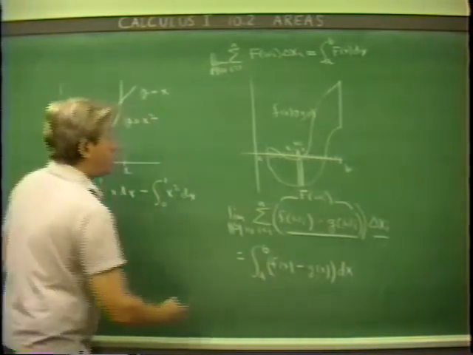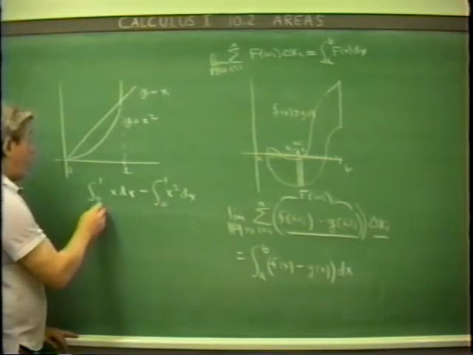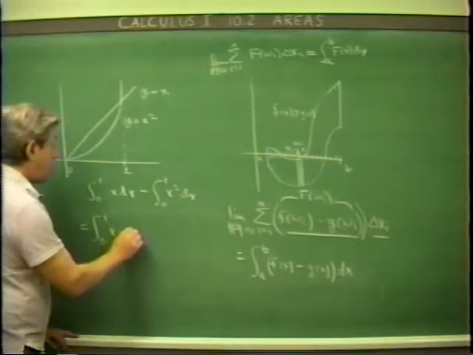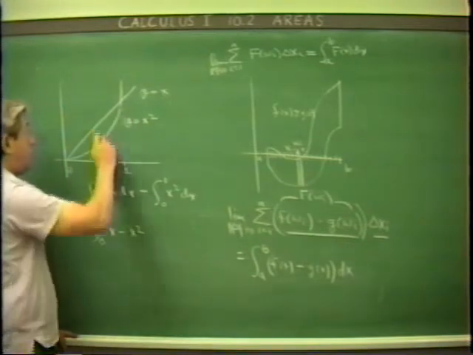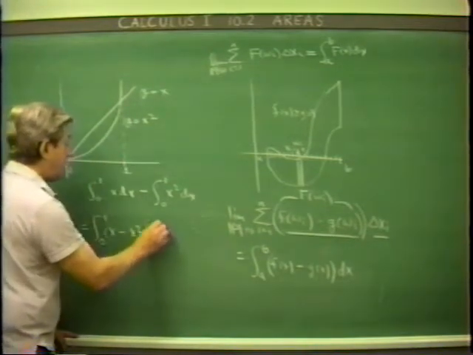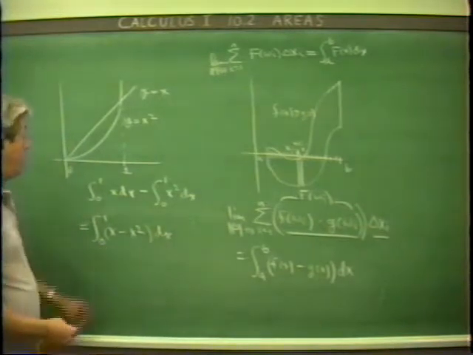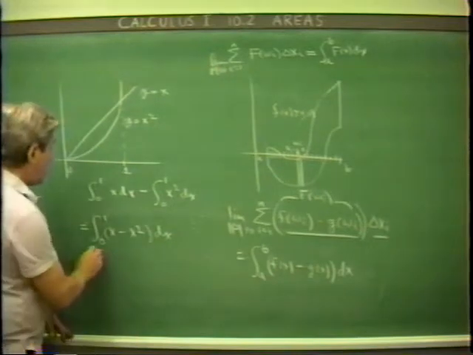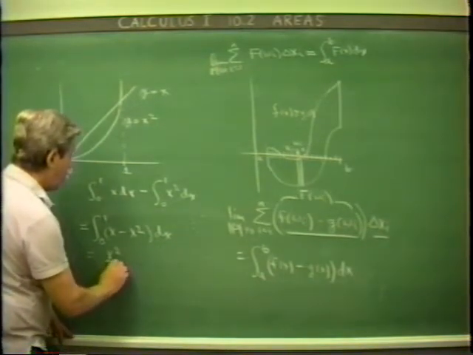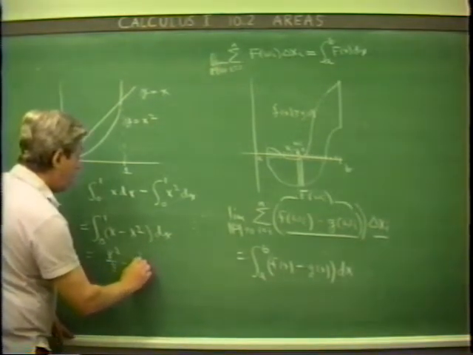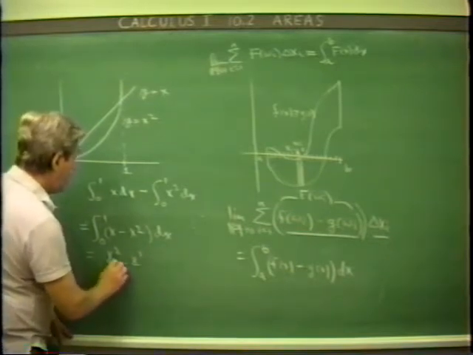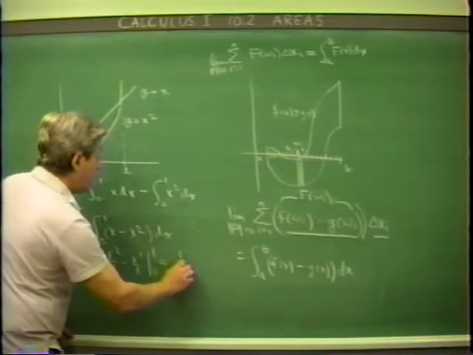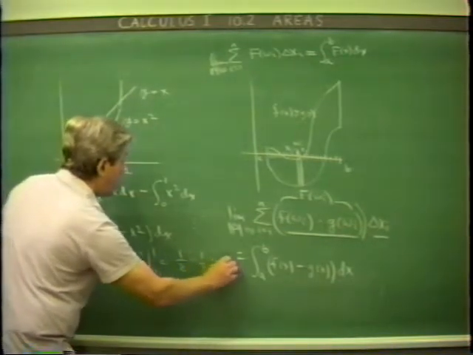Right? The formula here says, though, that in general, we can simply take the integral from 0 to 1 of x minus x squared, the top function minus the lower function, with respect to x, and that will give you the area between the two functions. In this case, this is equal to x squared over 2 minus x cubed over 3, evaluated from 0 to 1, which is a half minus a third, or a sixth.